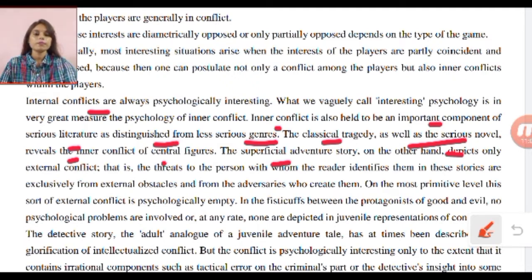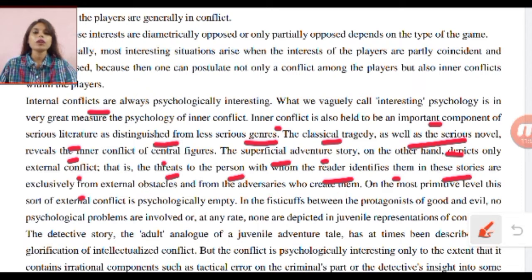Do follow the paragraph. The superficial adventure story, on the other hand, depicts only the external conflict. What is superficial? Superficial means something which goes on outside, the surface, the exterior. So the superficial adventure stories mostly depict only the external conflict, which we can see with our naked eyes. But the inner conflict we can never see in superficial adventure stories. That is, the threats to the person with whom the reader identifies in these stories are exclusively from external obstacles and from the adversaries who create them.